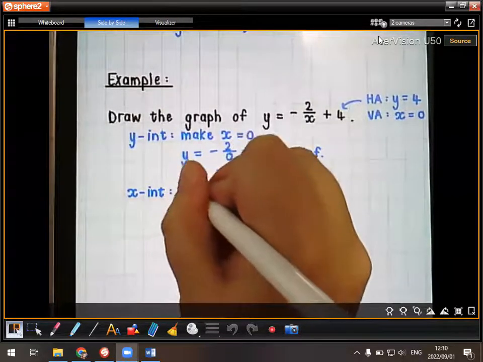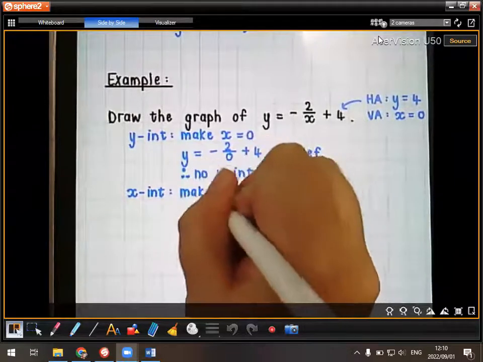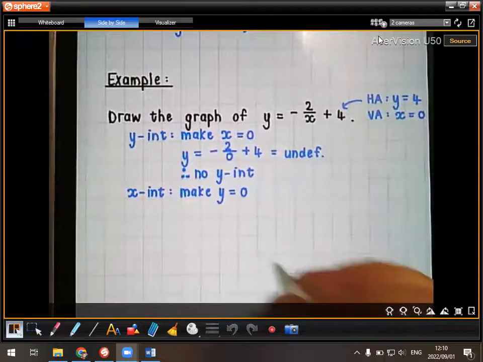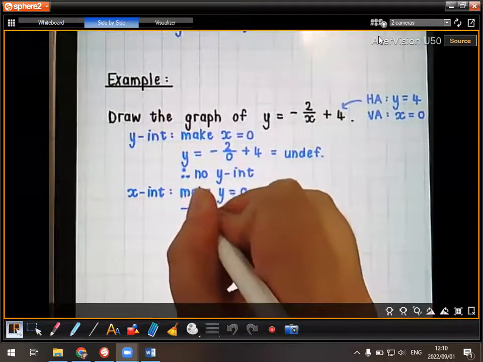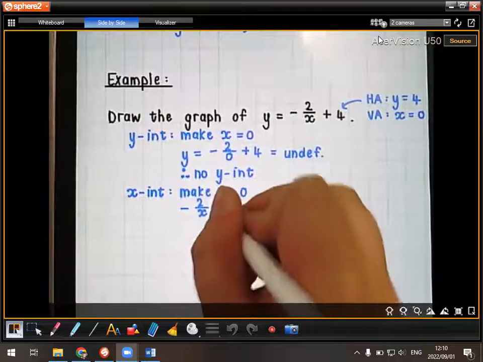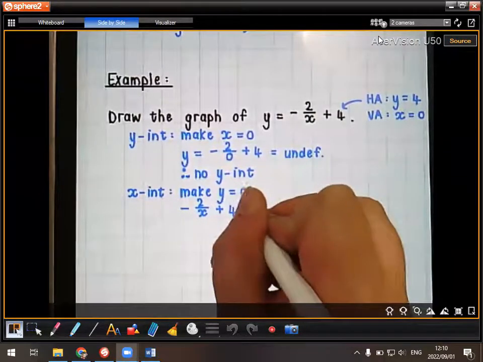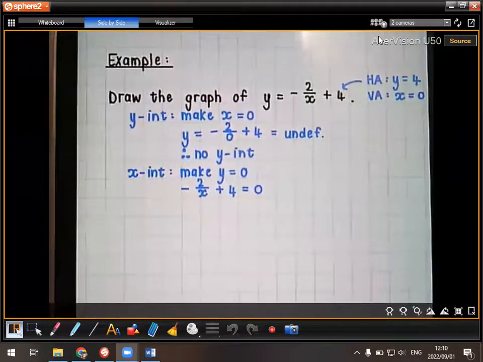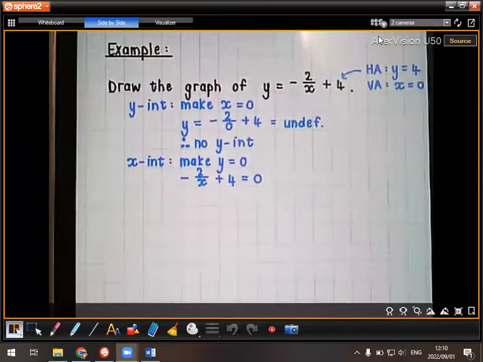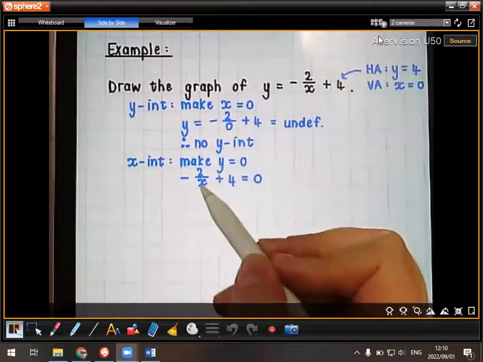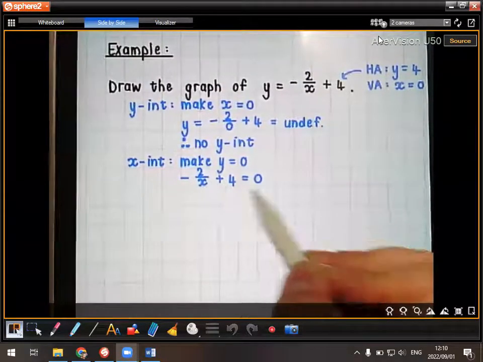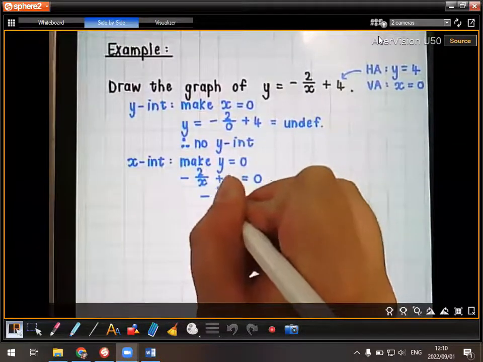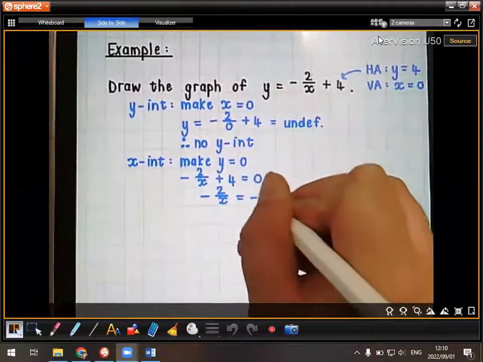Alright, for the x-intercept, we are going to make y equal to 0 and then solve. In our equation, we're going to have negative 2 over x plus 4 equal to 0. You're not going to be able to solve this in just one step unless you do it by inspection. So I'm going to move the plus 4 over, and I have negative 2 over x equal to negative 4.